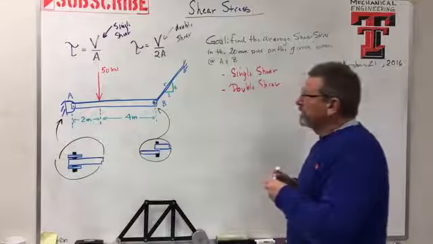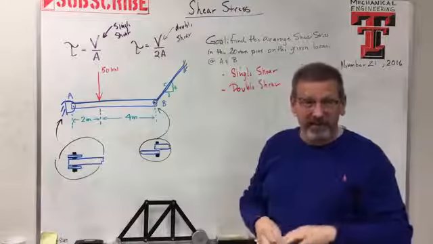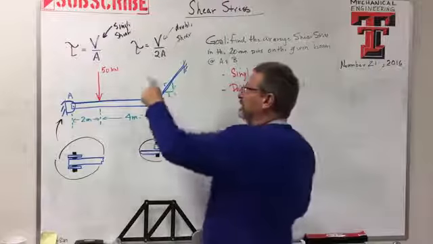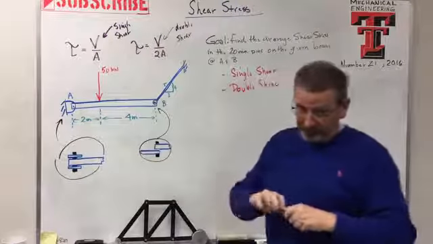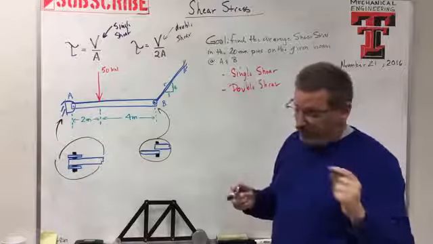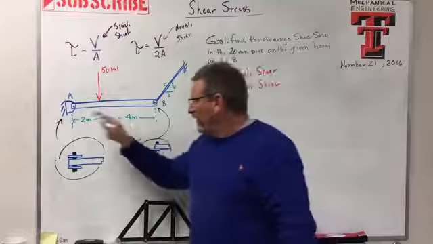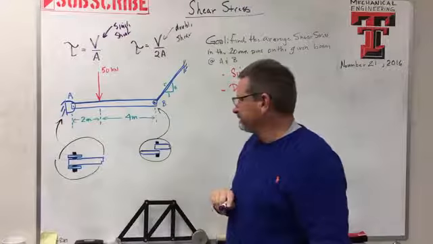Okay? And then I put V over A. A is the cross section of the thing that I'm shearing through, which would be the bolt or the pin. And then V is the shear force that's applied to that. So the very first thing we need to do is a bit of statics to determine what is the force at A and what is the force at B.